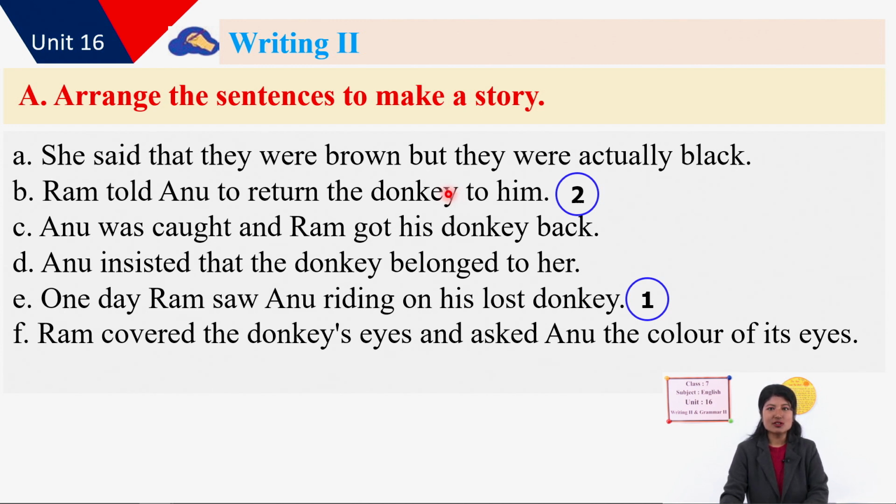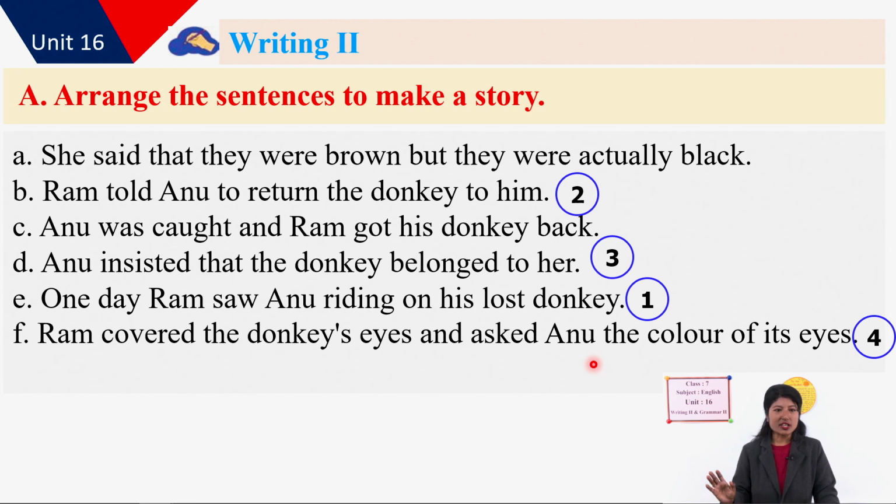Then what could be the third one? Let's go to the third. Have you found the third one? Okay, that's wonderful. Third: Anu insisted that the donkey belonged to her. Then what might happen? Oh yes, number four. Ram covered the donkey's eyes and asked Anu the color of its eyes. Okay, it was a trick of Ram.